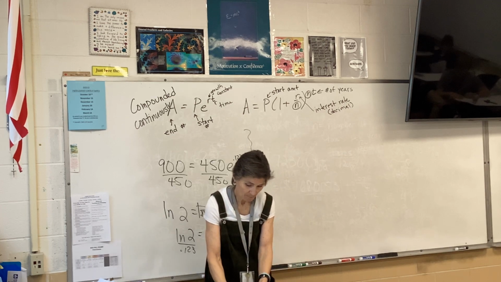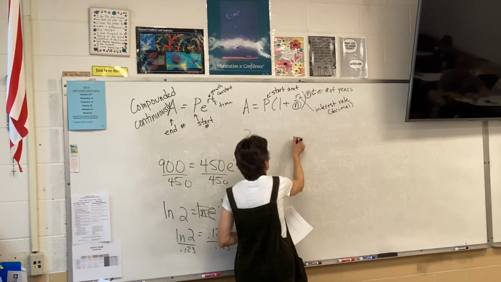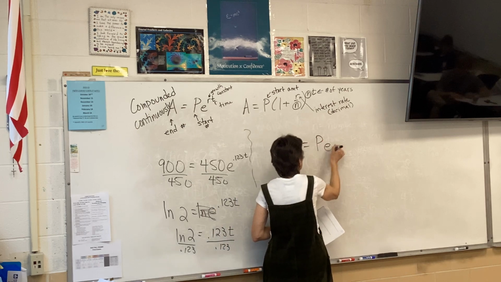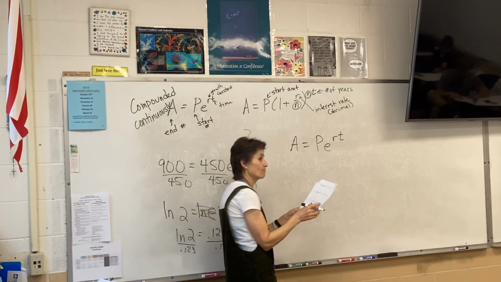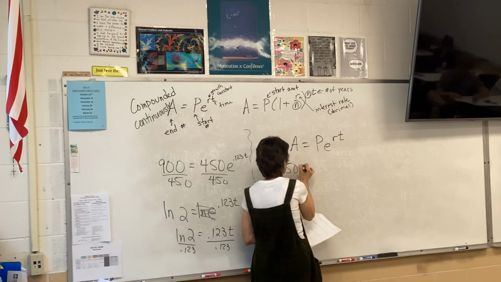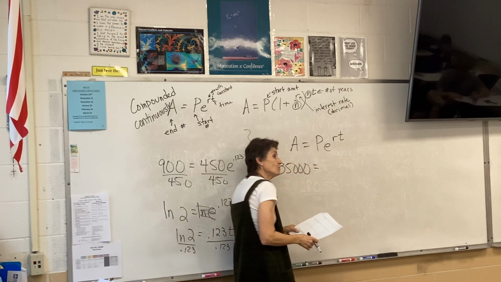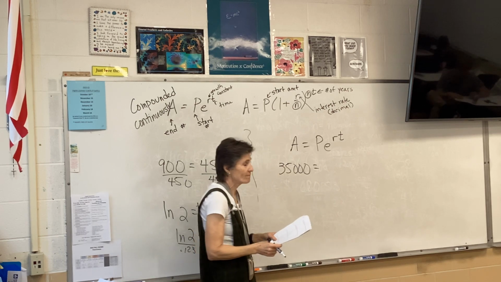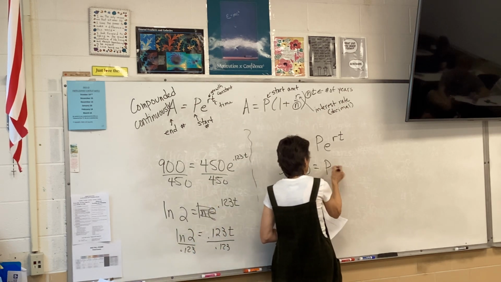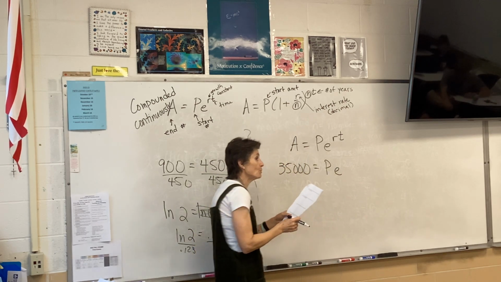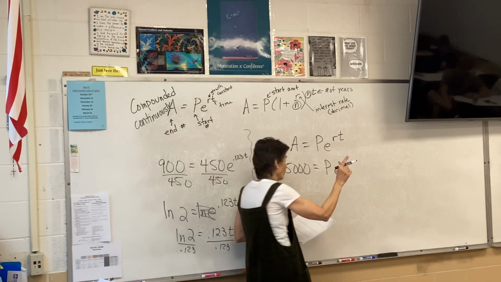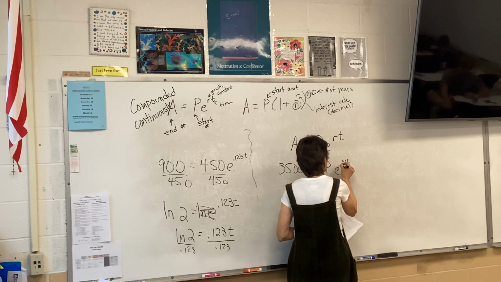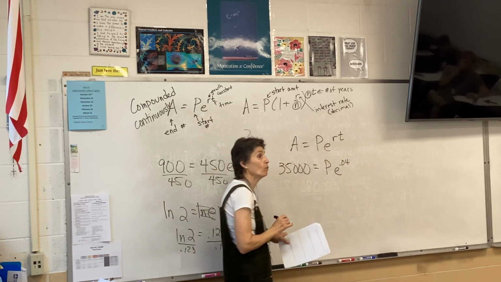All right, so let's put stuff in. Do I know an A? Yes. Do I have an A? What's my A? 35,000. Do I have a P? That's my unknown. I'm gonna have to figure out what that is. Do I have an interest rate? 0.04. My growth constant is 0.04.